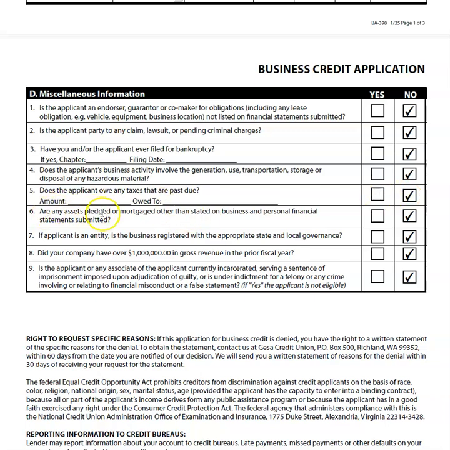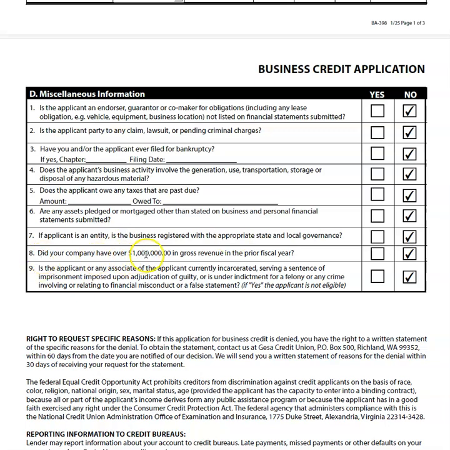Are any assets pledged, mortgaged, other than stated on business personal financial statements submitted? So is there any other assets that are pledged? Yes or no? If the applicant is an entity, in this case it is the business, is it registered with the appropriate state and local governance? Yes or no. Do you have a business license? Have you registered your LLC?